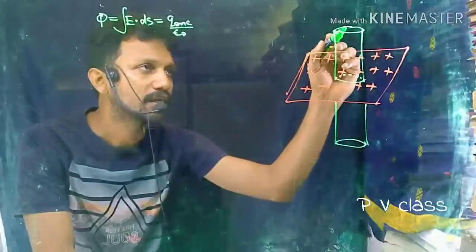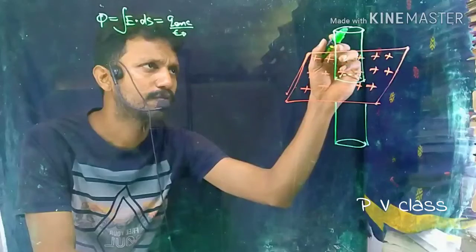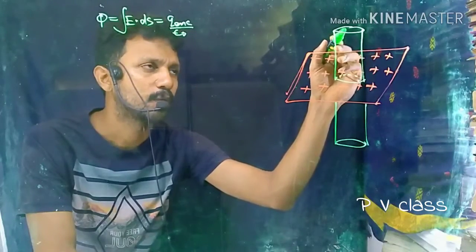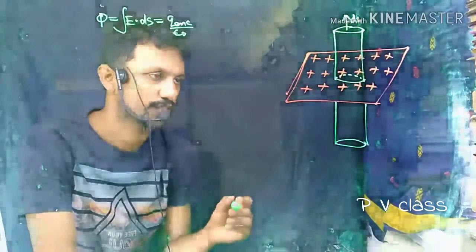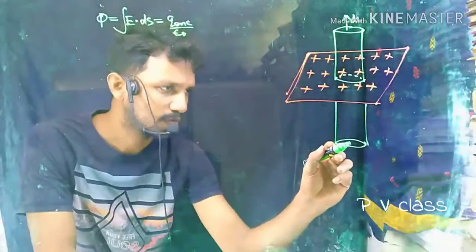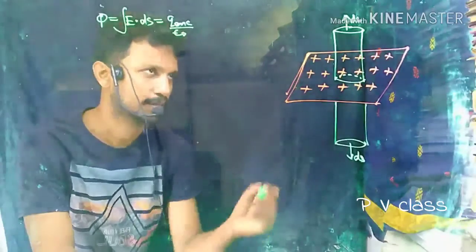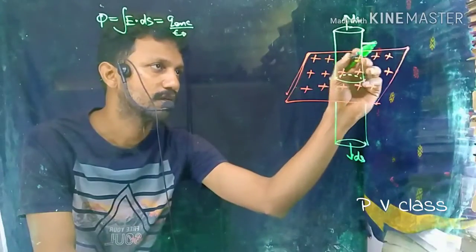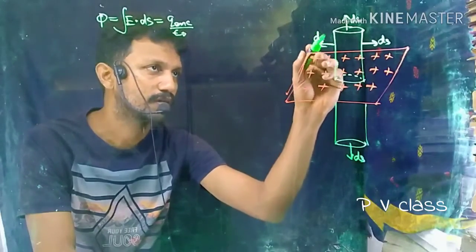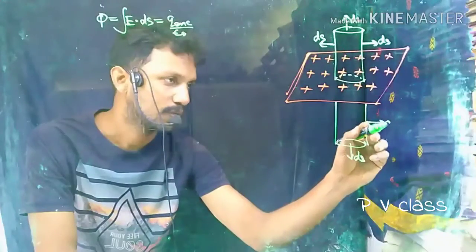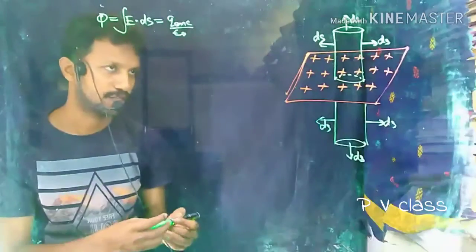Then let's mark the area vector at the upper face. On the upper face, the area vector will be perpendicular to the area. Therefore, this is the direction of the area vector at the upper face. At the lower face, the area vector will be perpendicular to the area, therefore like this. And on this curved surface, I could mark the area vector like this. And on the curved surface over here, the area vector is like this.